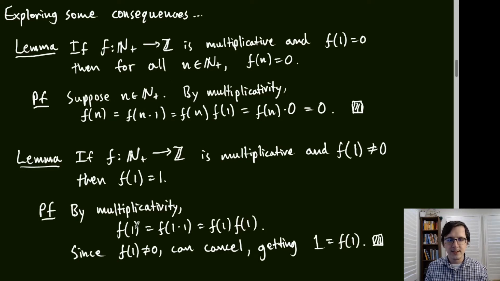And the reasoning is pretty similar. So f of 1 is f of 1 times 1, of course. And then by multiplicativity, that's f of 1 times f of 1. And since we're assuming f of 1 is non-zero, we can cancel it from both sides to get 1 equals f of 1, which is what we wanted to show. So those are 2 basic consequences: either f of 1 is 0 and f is always 0, or f of 1 is non-zero, and then f of 1 is 1.